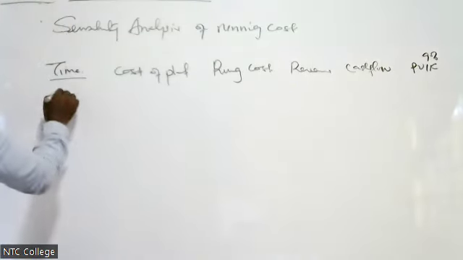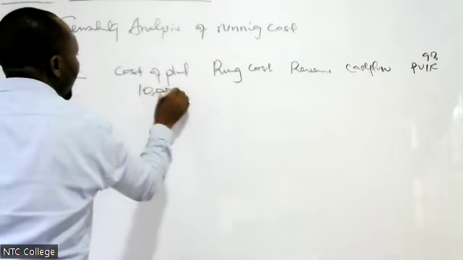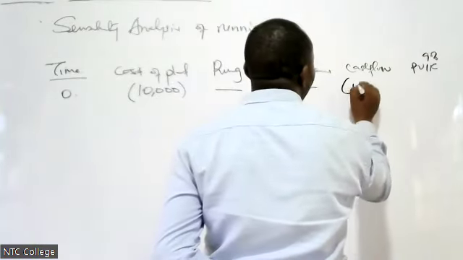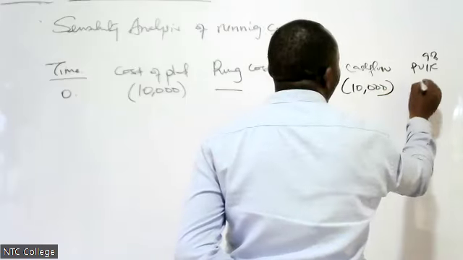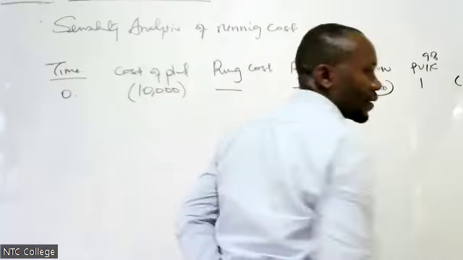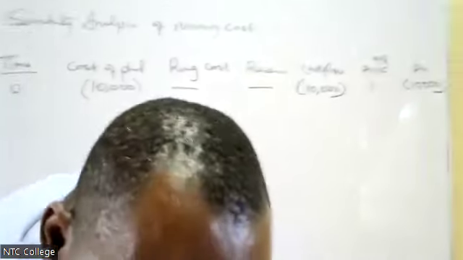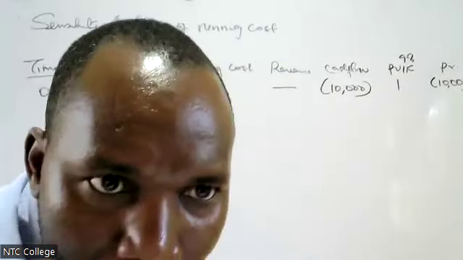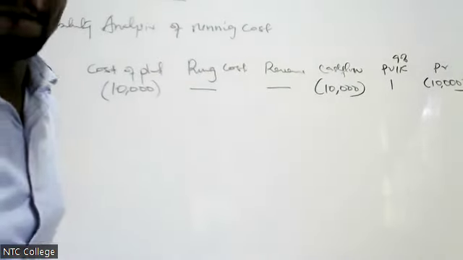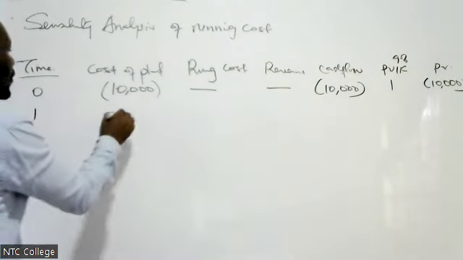So in year zero, cost of plant remains constant. We are not changing it. Running cost is not there. The cash flow is negative 10,000. PV is 1, and so we have here negative 10,000. Right? In year one, we don't have cost.